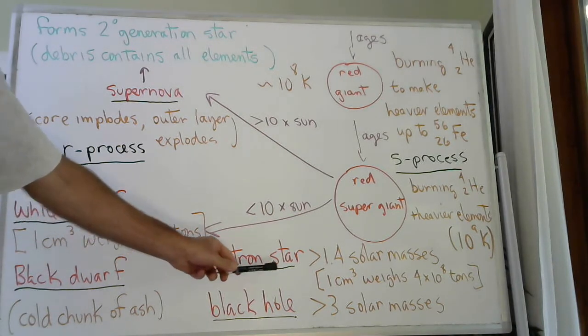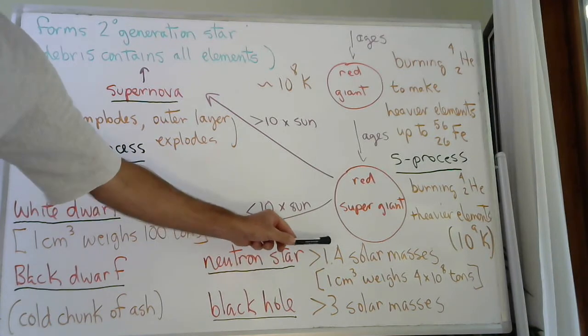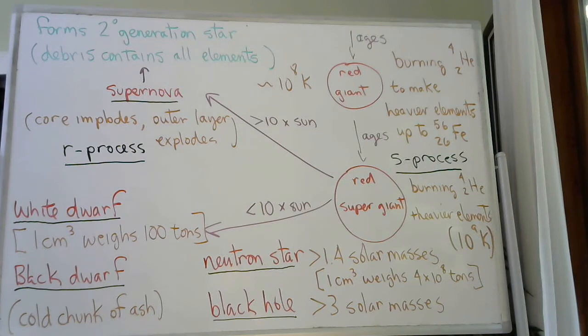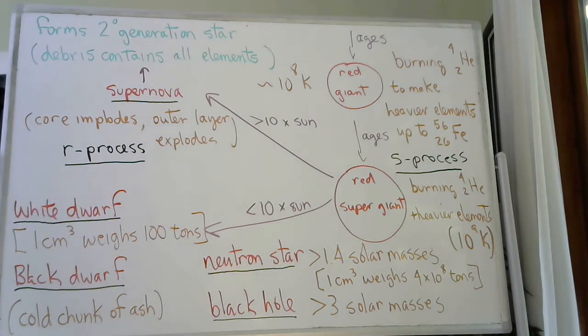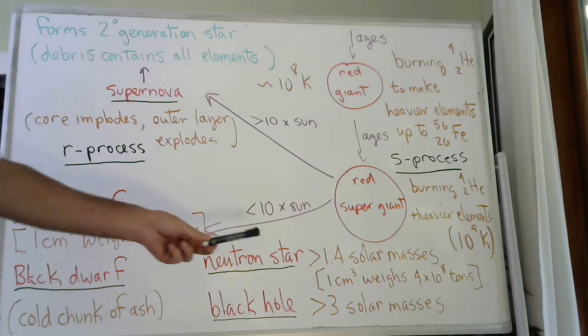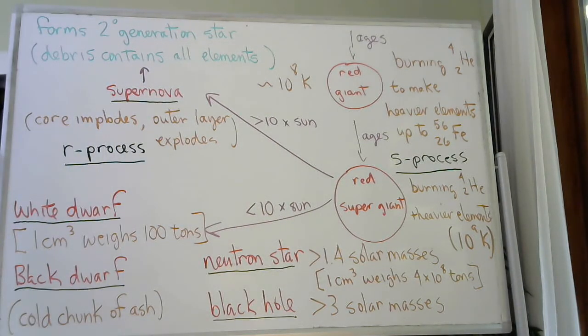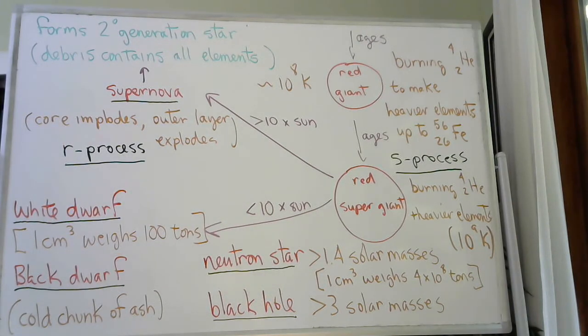We could create a neutron star, which is for a star that's 1.4 times the size of our sun. In that case, we end up with just a round ball of neutrons, and it's extremely dense, 40 million tons per 1 cubic centimeter.